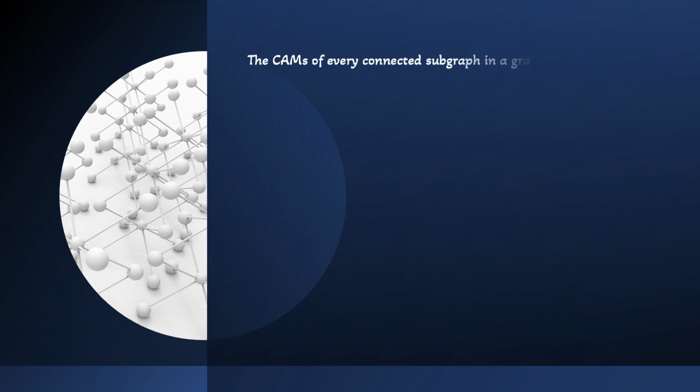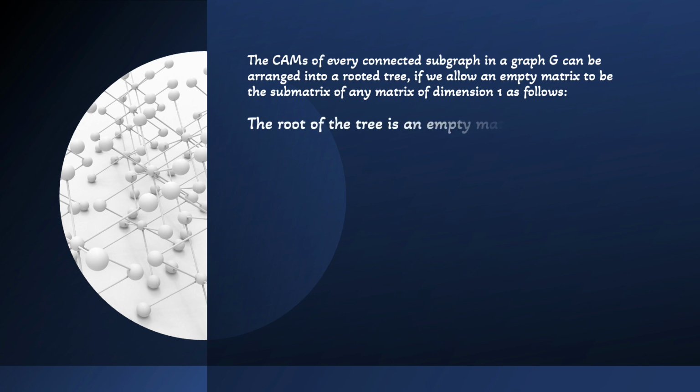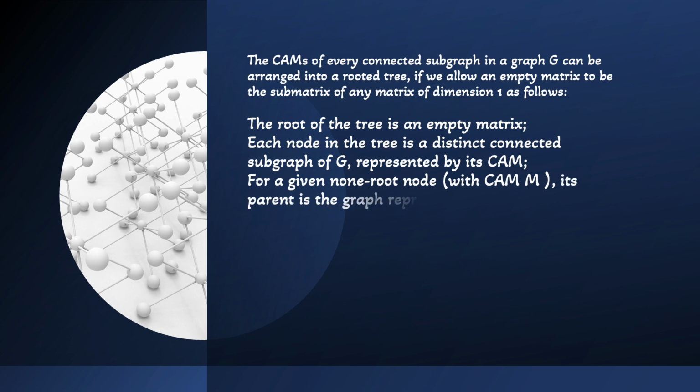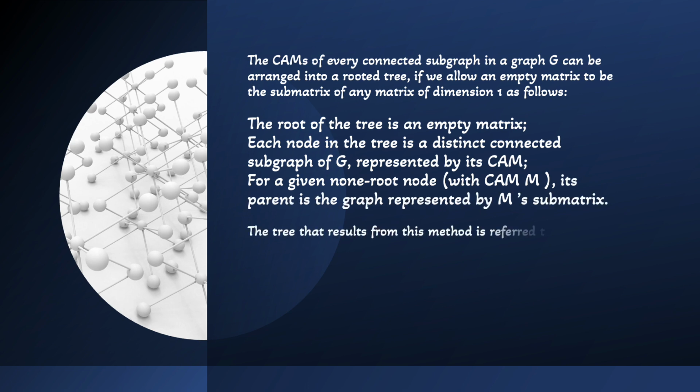If we let an empty matrix be the submatrix of any matrix with size 1, we can organize the CAMs of all connected subgraphs of a graph G into a rooted tree as follows. Firstly, the root of the tree is an empty matrix. Secondly, each node in the tree is a distinct connected subgraph of G represented by a CAM. Thirdly, for a given non-root node, its parent is the graph represented by M's submatrix. The tree obtained in this fashion is denoted as the CAM tree of the graph G.